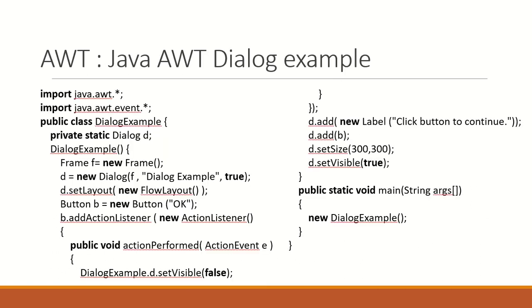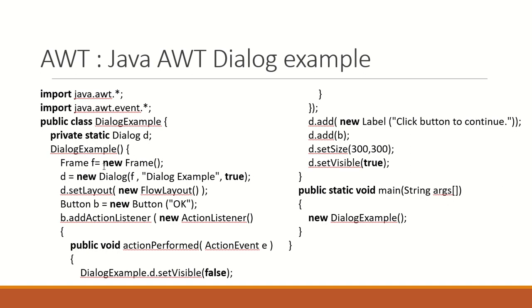So this is an example. Here you are going to create a dialog. You have a public class dialog example, and inside that you are creating a private static member of type dialog. So you are creating an object of the dialog class and making it a private static member. What do you mean by static? It means that you don't have to create an object to access that dialog.